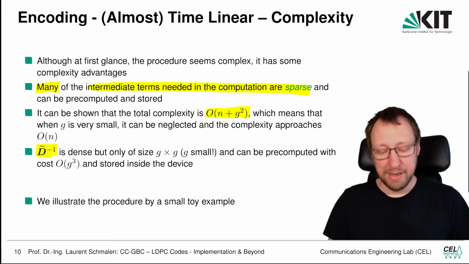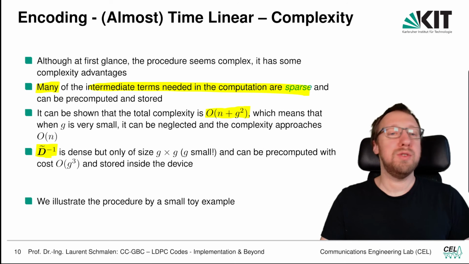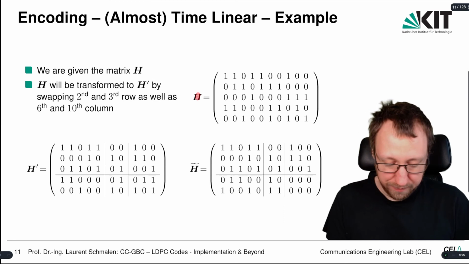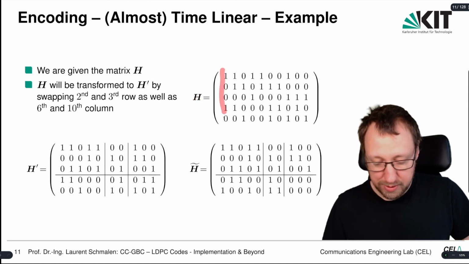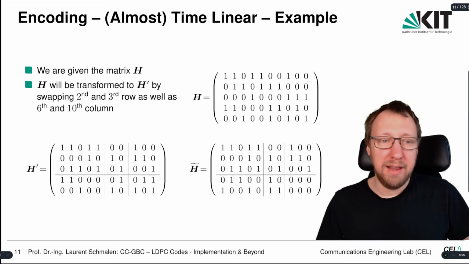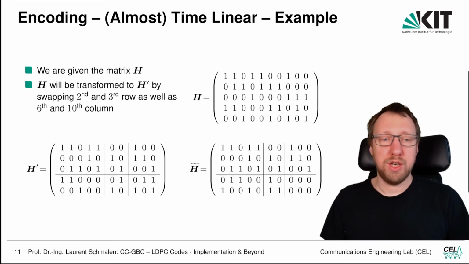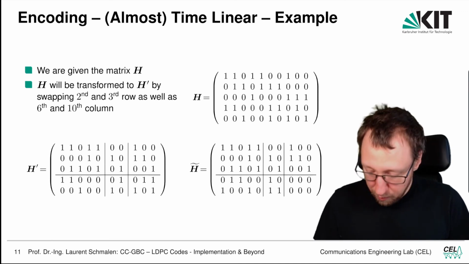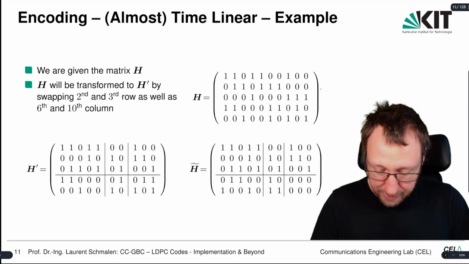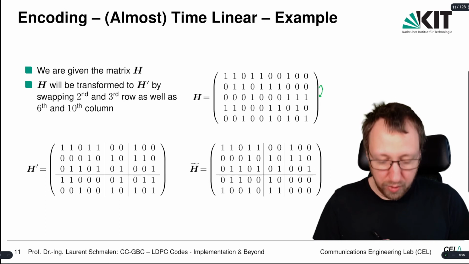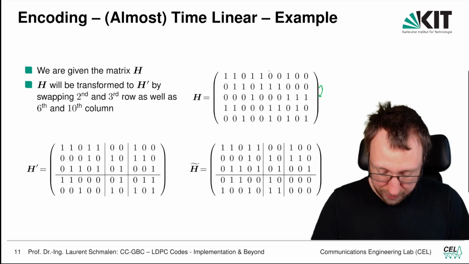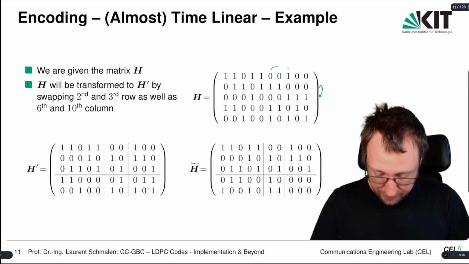Let's take a look at a toy example, a small example, to see how this method works. We start with a matrix H. This is our starting matrix. This is just some parity check matrix. And we transform it to H prime by just doing some row and column swapping. Now we swap the second and the third rows, and then we also swap column 6 and 10. So it's 1, 2, 3, 4, 5, 6, 7, 8, 9, 10.